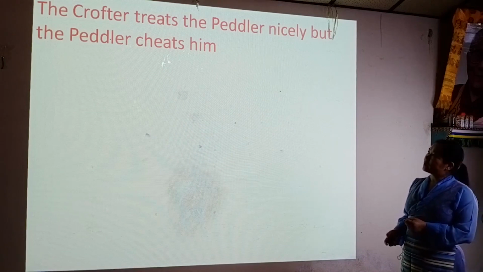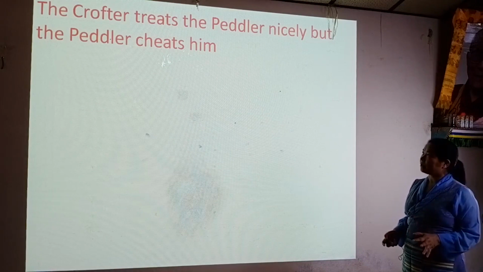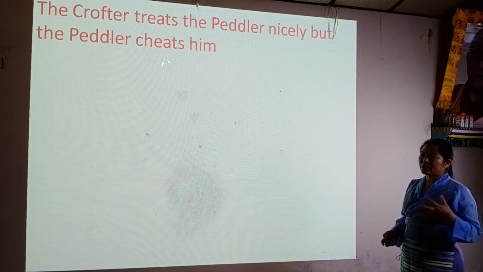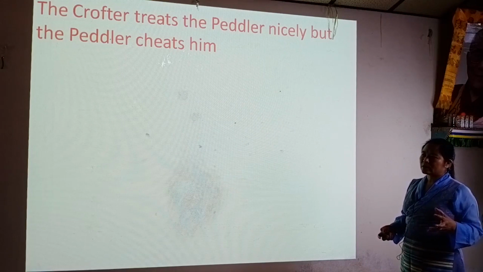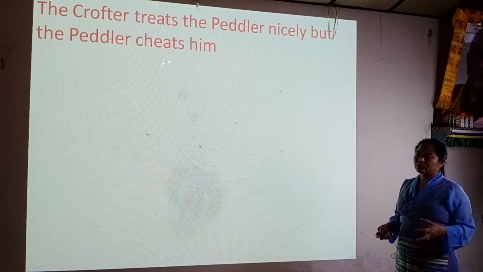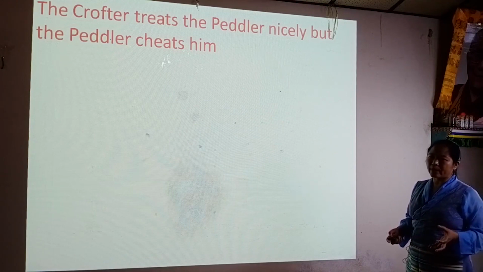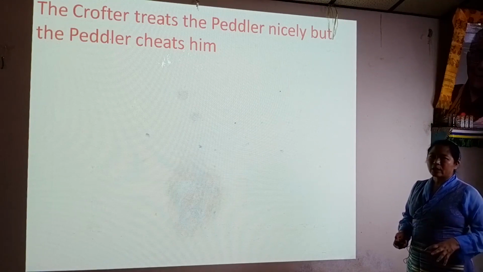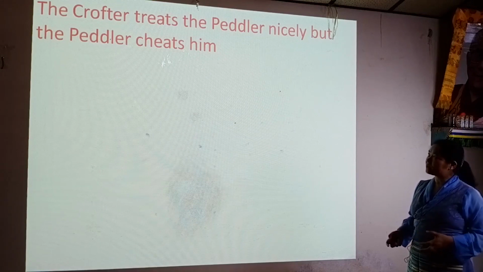Okay, so the next topic is the crofter treats the peddler nicely, but the peddler cheats him. After thinking that the whole world is like a rat trap, and that all these luxurious things like money, joy, happiness, wealth, name, and title are like the bait which attracts us towards the world from which we cannot move out, the world of suffering.